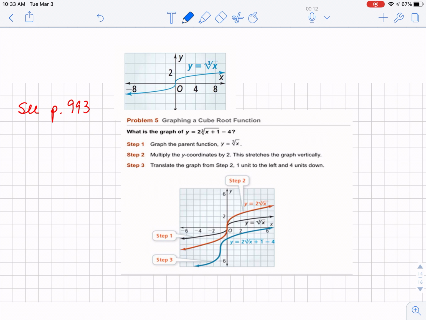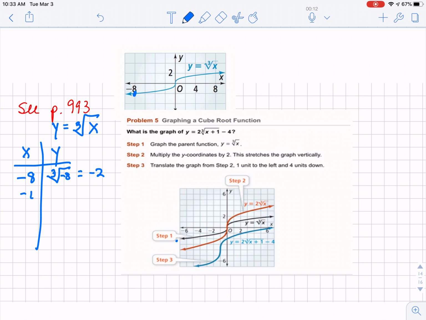I want to talk quickly about a cube root function, okay? A cube root function, if I looked at the parent function and did an XY chart for y equals the cube root of x, well, I could plug in -8 if I wanted to. What's the cube root of -8? It's -2. So if I plotted that point, it would be -8, -2, which would be over here. This is the graph right here. Here's the parent function, okay?